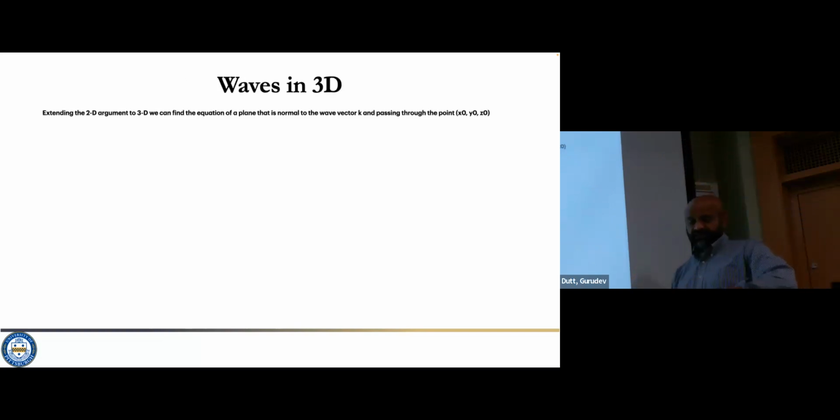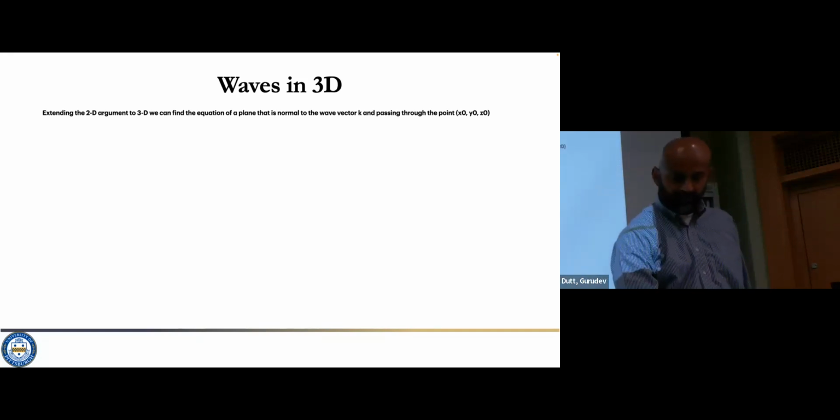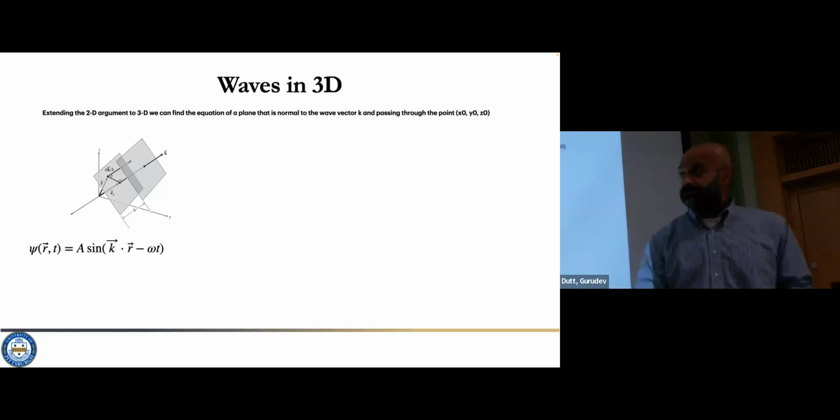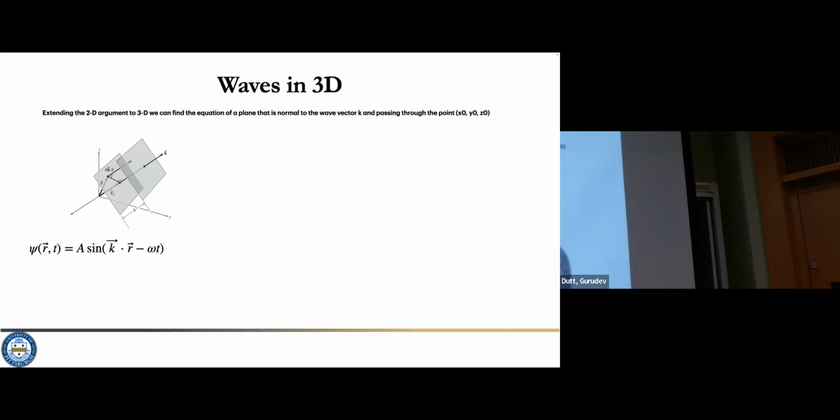Okay, now we can generalize to 3 dimensions as well. So extending the 2D argument to 3D, we find the equation of a plane that is normal to the wave vector k and passing through some point. Let's say the point is x0, y0, z0, just some arbitrary point in space. We don't know what it is. We specify it. For example, it could be the origin, it could be the beginning of your lens system that you're looking at, or some other system, and it's just going to vary depending on the circumstance.